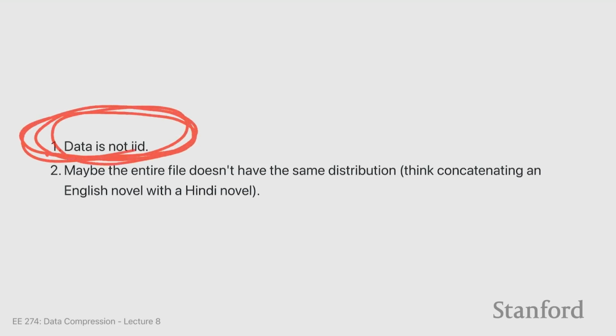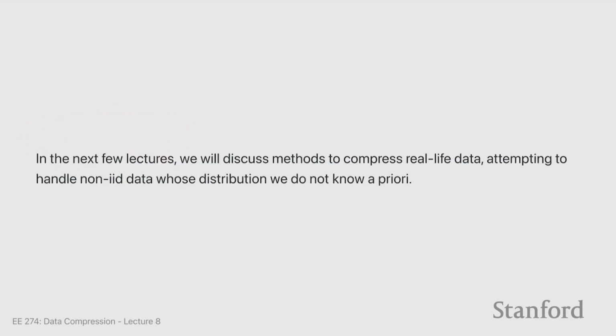Okay, so we'll look at non-IID data, right? We'll look at real life data now. We will do 2 things. One is non-IID data, and the other is data whose distribution we don't know a priori.